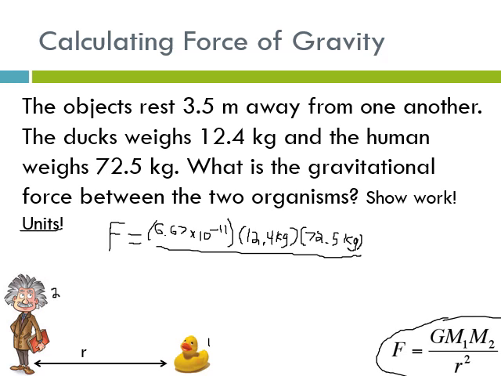So, that's the numerator. We've got our gravitational constant G, a very small number. It looks big, but in reality it's very small because that's a negative 11, 10 to the negative 11. Very small number. Really big rubber duck there, 12.4 kilograms, and Albert Einstein weighing in at 72.5 kilograms. Got to divide by the distance between them, which is 3.5 meters.